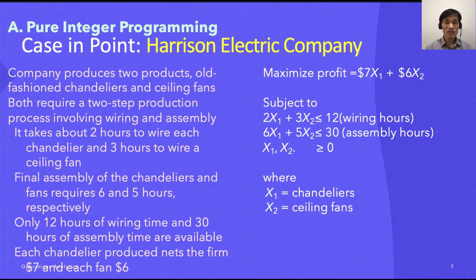And the constraints are, first, wiring hours. It takes 2 hours to produce chandeliers, so 2 times x1 plus 3x2, since it takes 3 hours to produce fans. And the total wiring hours that this company has at this moment is 12 hours. And similarly, assembly hours: it takes 6 hours for chandeliers and 5 hours for fans. So we have 6x1 plus 5x2, which is less than or equal to 30. And x1, x2 are assuming non-negativity.